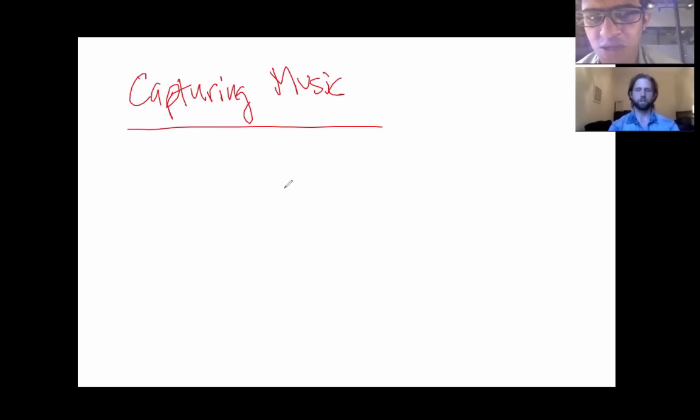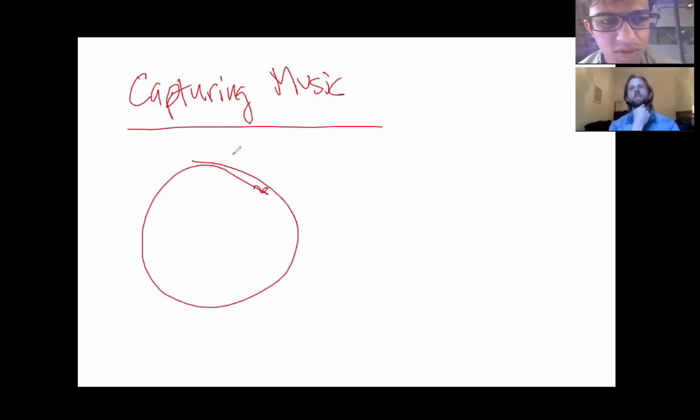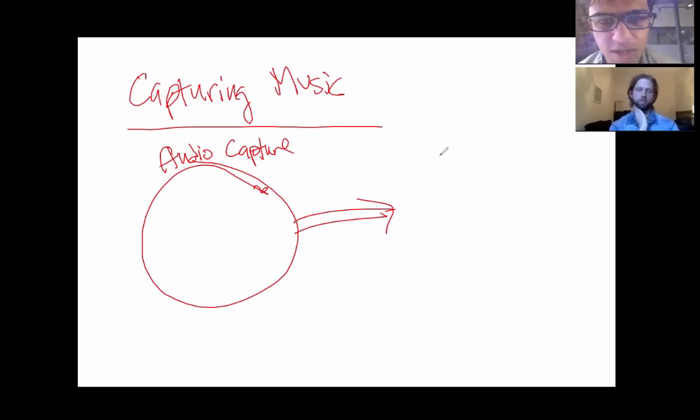I want to find a way to draw that somehow. Do you have any recommendations? I mean, you could just have two circles, audio capture, processing or something. And the capture is like sending information to the processor or something like that with an arrow or whatever. Okay, cool. I like that.